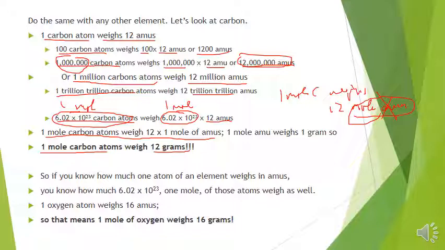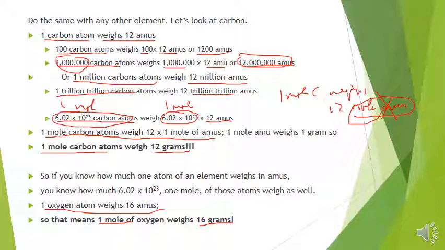Okay, so if you take a look at oxygen, now what we have is a simple relationship. If you know how much one atom or molecule weighs in AMUs, you can figure out how much a mole of that weighs in grams. So if you look at oxygen, one oxygen atom weighs 16 AMUs. So if you had 6.02 times 10 to the 23rd of them, or 1 mole, they would weigh 16 grams. Okay, and so you can figure that out for anything.